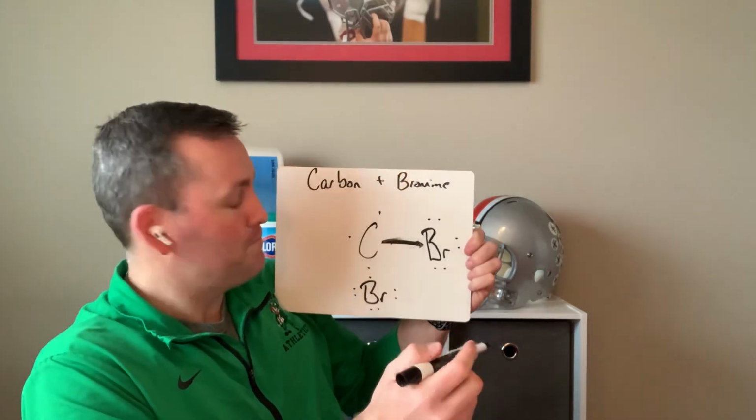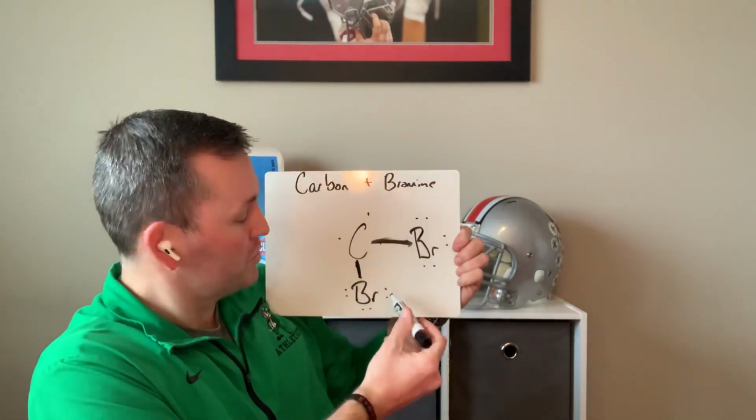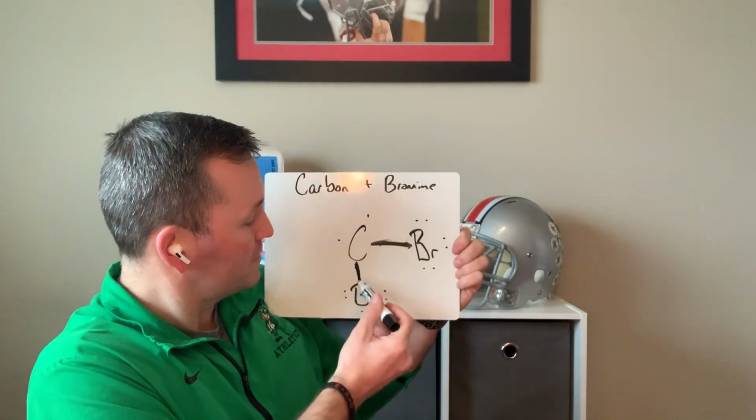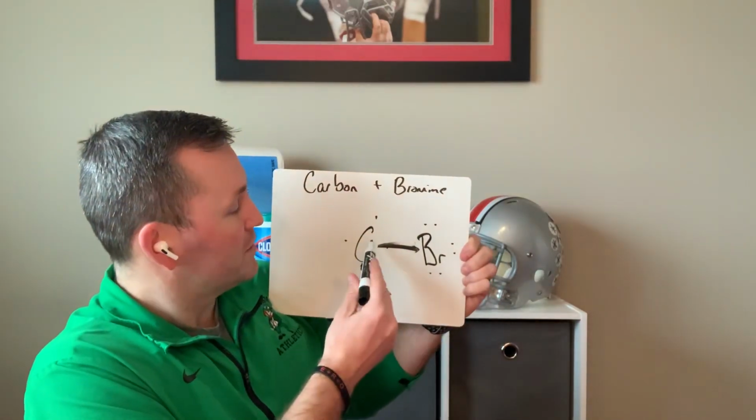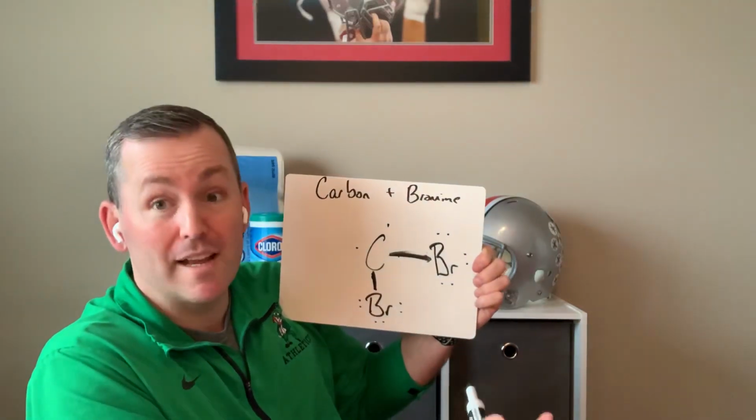Let's take a look again. Go ahead and make that bond between the two. Is this bromine happy? Well, sure it is. It's got 1, 2, 3, 4, 5, 6, 7, and 8. Is this carbon? Nope, still. There's 1, 2, there's 3, 4, there's 5, and 6. It needs 8. It's got to get to 8.